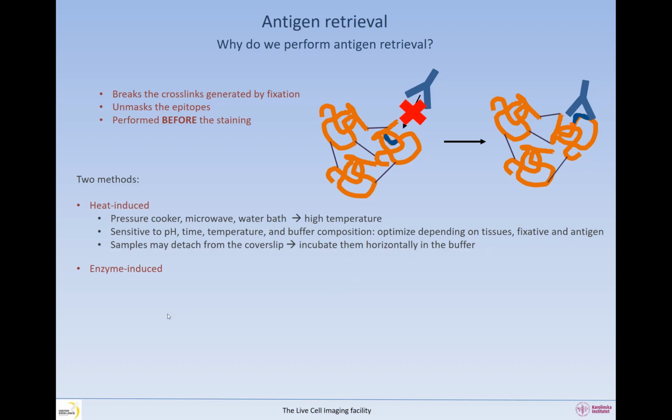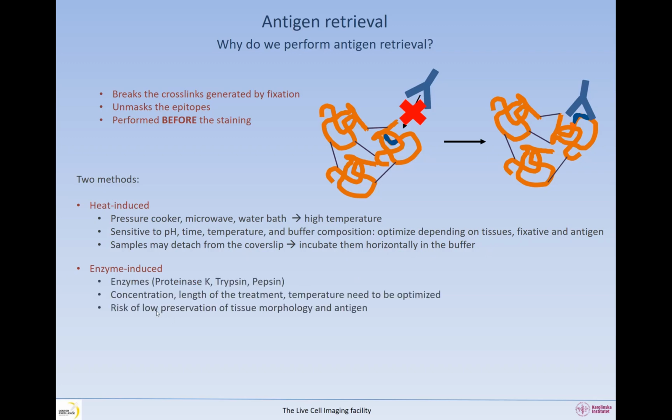We also have the enzyme-induced antigen retrieval method. It is less used because it has a much higher risk of damaging the tissue morphology and your antigen. It is trickier to adjust the concentration of your enzyme, which usually is proteinase K, trypsin, or pepsin. So all these, including the temperature, have to be very carefully optimized.